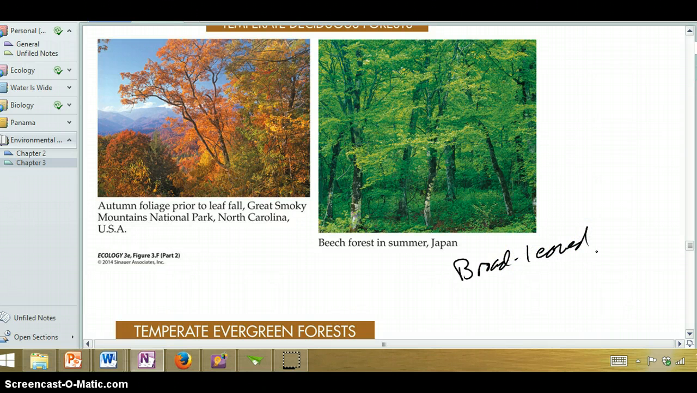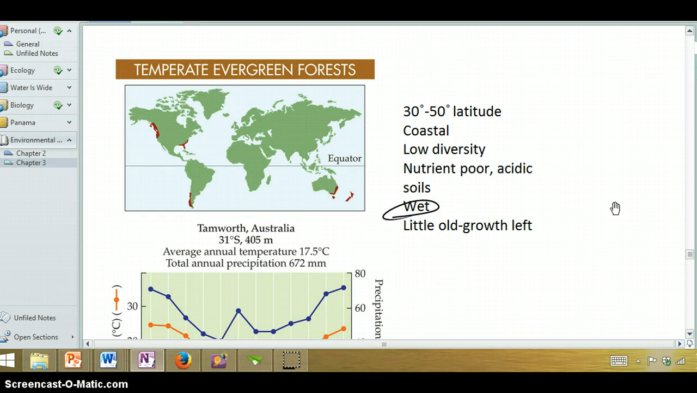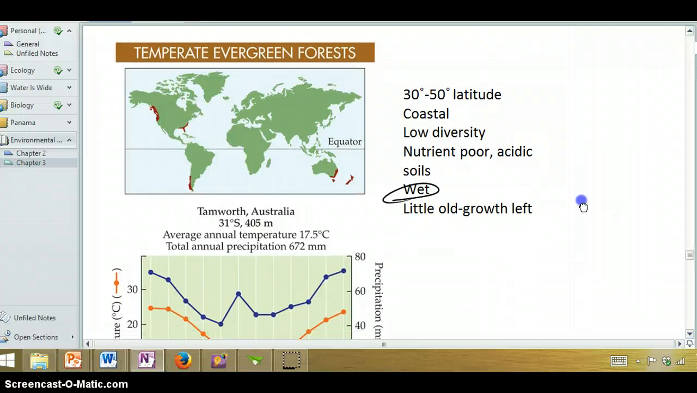That is, their leaves are nice and big, as opposed to evergreen trees like pines, spruce trees, fir trees. They tend to have needles, really thin leaves, and keep them around year round. They tend to be coastal. Again, that helps to increase the amount of precipitation they get. Here as well, there's not a whole lot of the old growth left, although there's probably a greater proportion of it than in temperate deciduous forest. Low diversity, those evergreens, those conifers tend to acidify the soil.